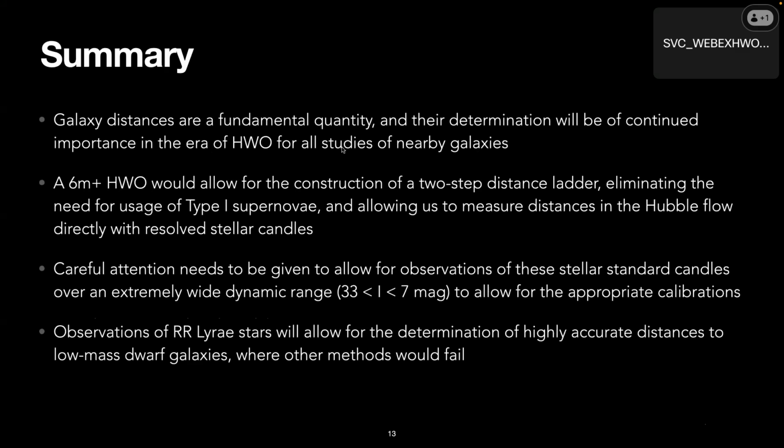And yeah, so that'll conclude. Galaxy distances are really important quantities, and they will be if you want to study nearby galaxies. A 6-meter Habitable Worlds Observatory is going to allow a two-rung distance ladder where we can use geometry to directly calibrate stellar standard candles and use those in the Hubble flow to measure the Hubble constant. We're going to have to be careful because we're asking for a huge dynamic range in the observations here, from 7th to 33rd magnitude, basically. So that's going to require a lot of careful work.